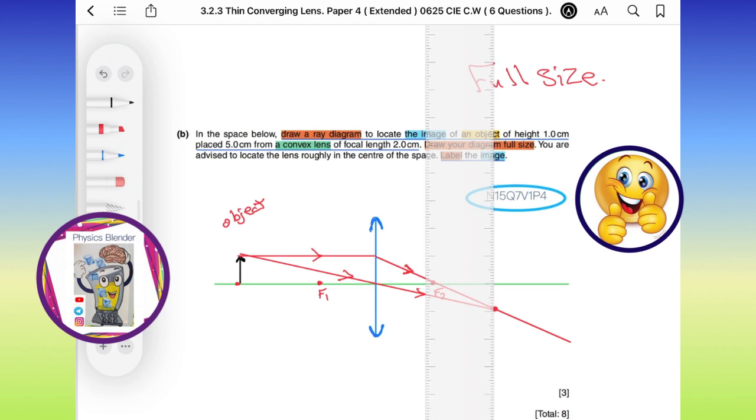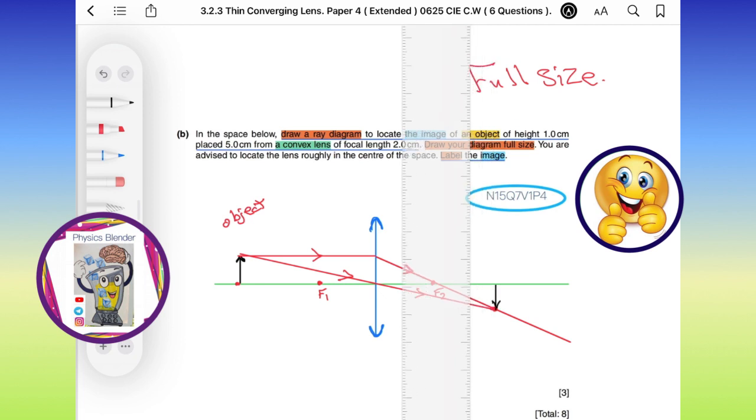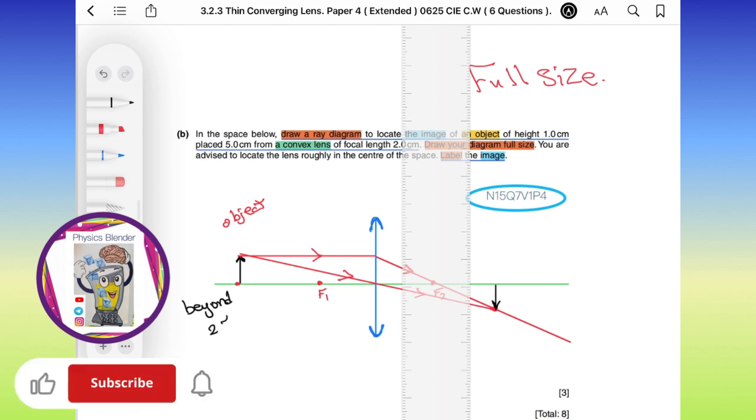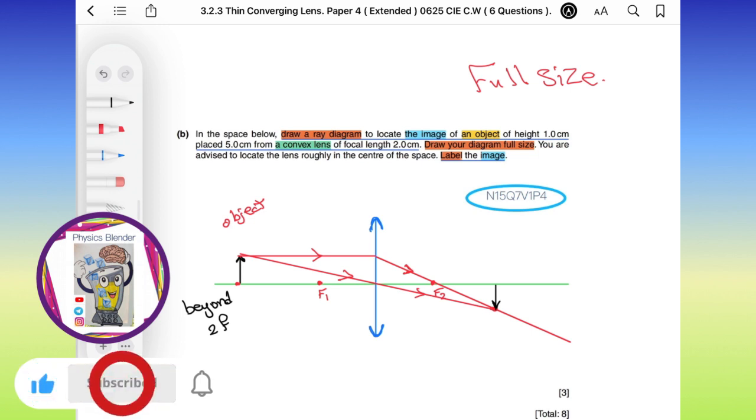And it's not 1 centimeter, it's smaller. It will be the same size if the object is located 4 centimeters, double the focal length. But here the object is located beyond double F, so you will find the image is smaller. So here this is the image.